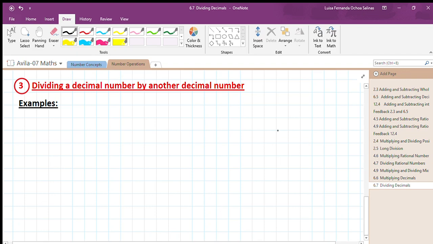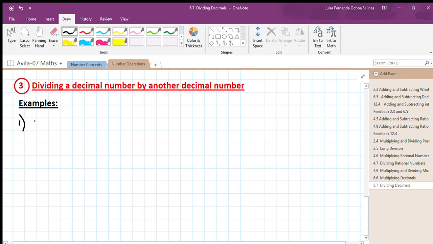Okay, girls, so this is the last section for this chapter. So it's going to be dividing a decimal number by another decimal number. So again, let's jump straight into examples because it's going to be much easier to explain. So I'm going to do a simple one first.